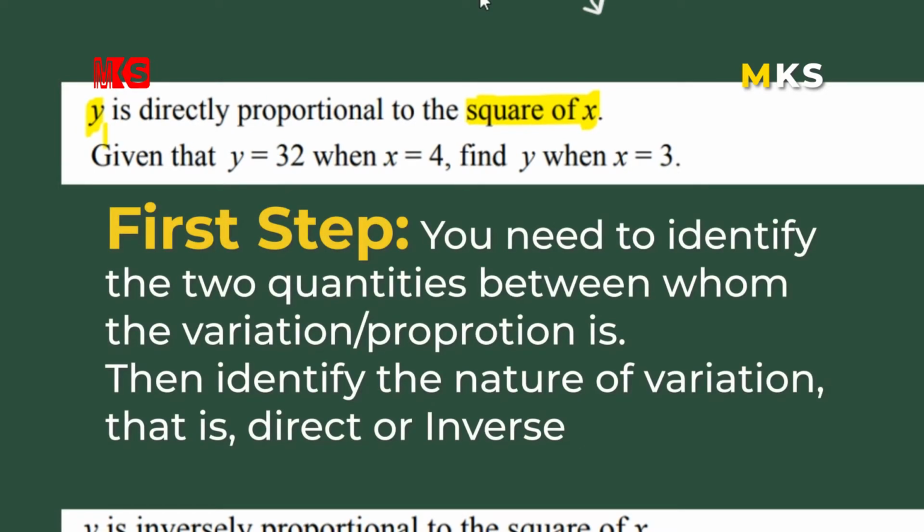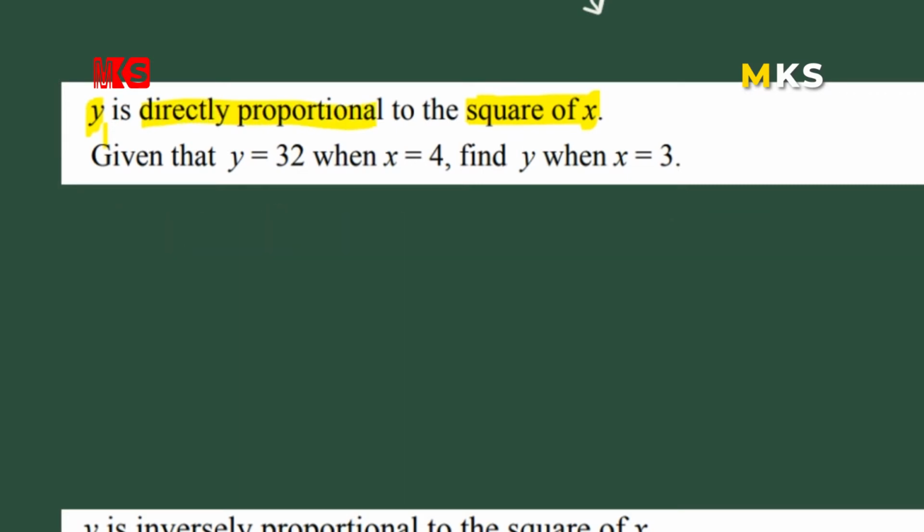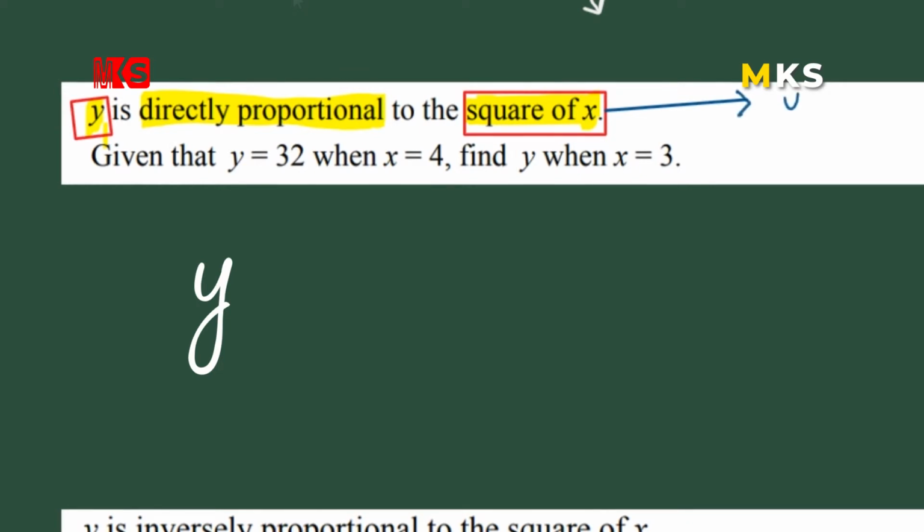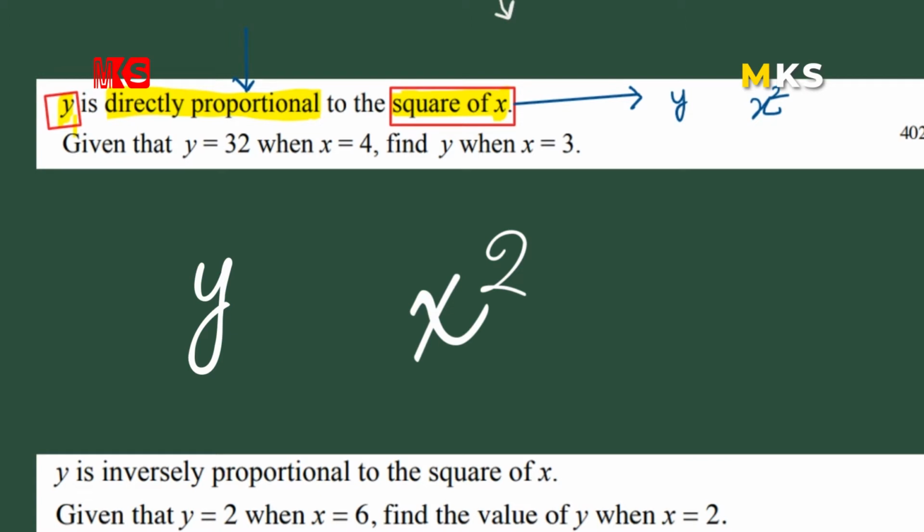From the statement, the square of x and y, the third thing, the nature of relationship, the nature of variation, that is directly proportional. So these three aspects you need to identify from the statement. The first one is quantities, here that is y, and the square of x. One is y and the other is x squared. The relation is directly proportional. Directly proportional means direct variation.